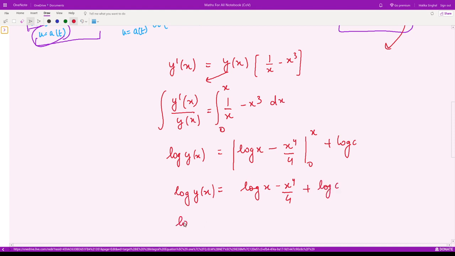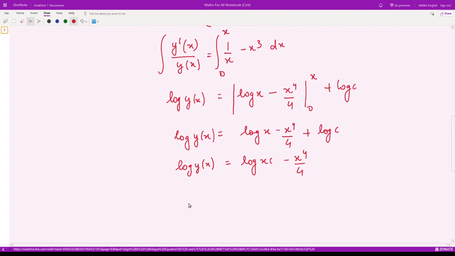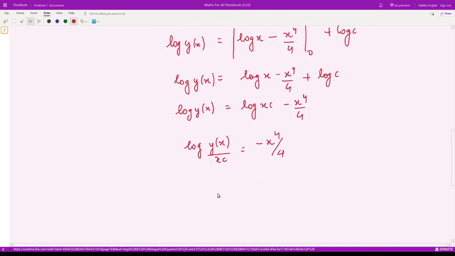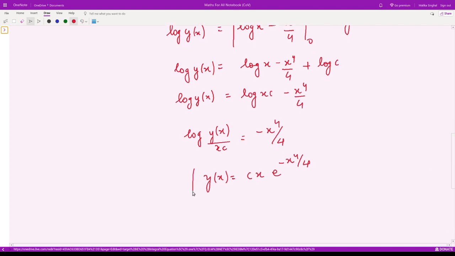So log of y of x is equal to log of xc minus x raised to power 4 by 4. Ultimately the solution y of x is c x into e to the power minus x power 4 by 4. So this is the solution.